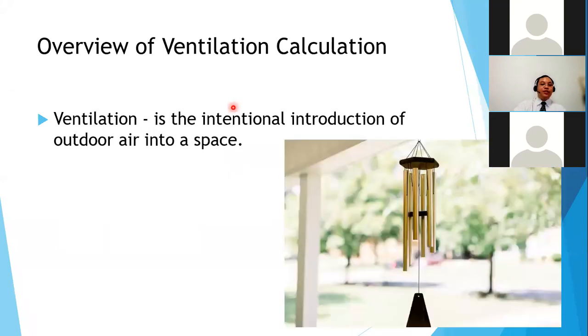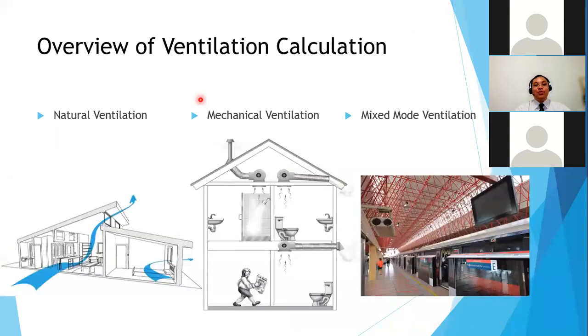All right. So first, ventilation. What is ventilation? Ventilation is the intentional introduction of outdoor air into a space. So when there is a space and air is passing through it without any change in its properties, for example, you didn't cool it, you didn't do anything about it, it's called ventilation. Okay. So there are 3 types of ventilation: natural ventilation, mechanical ventilation, and mixed mode ventilation. Natural ventilation is when you don't do anything. You just open up a window or make an opening, and air naturally passes through.